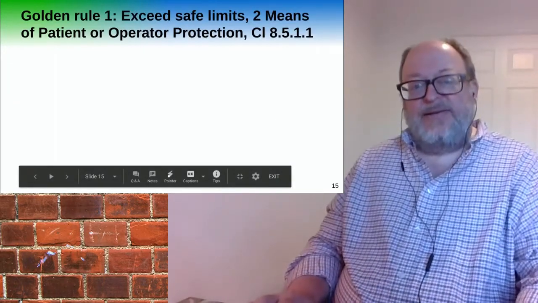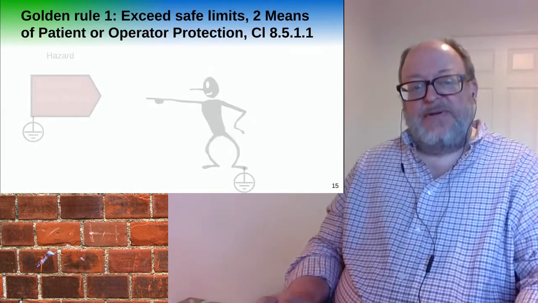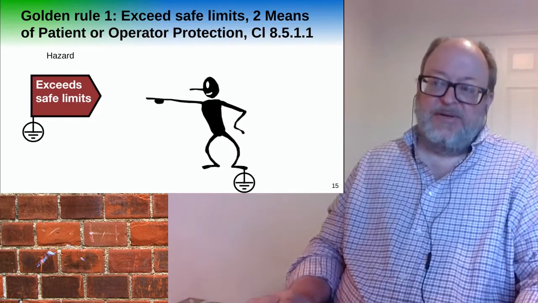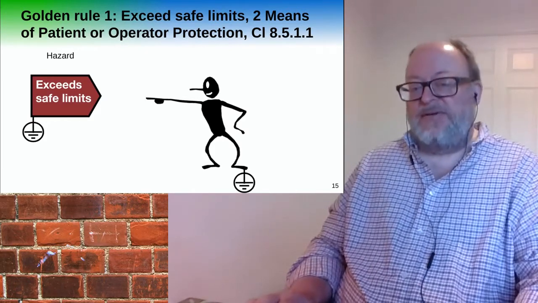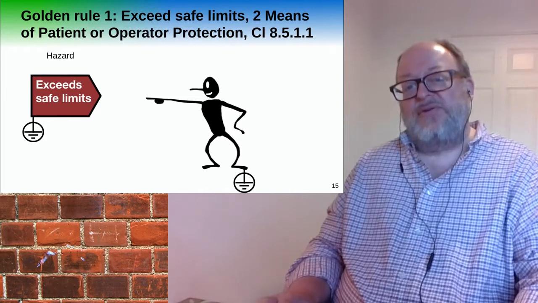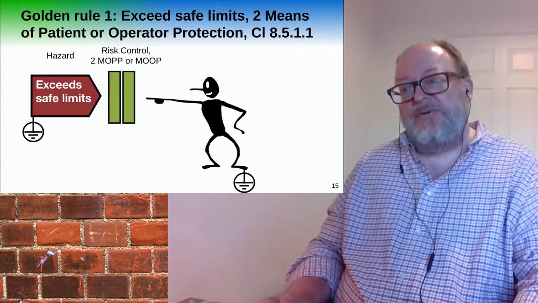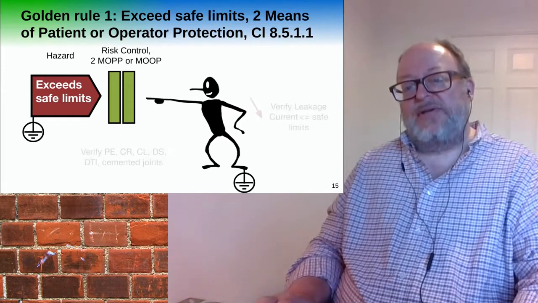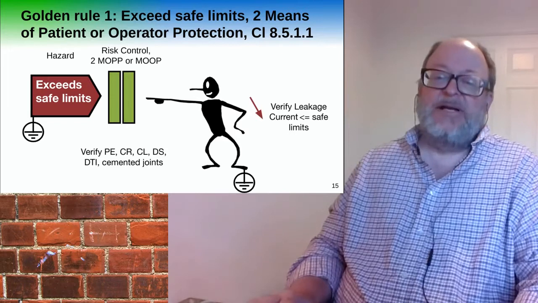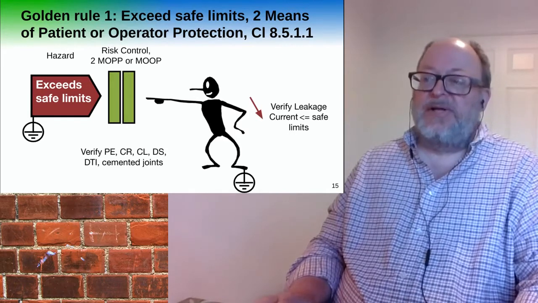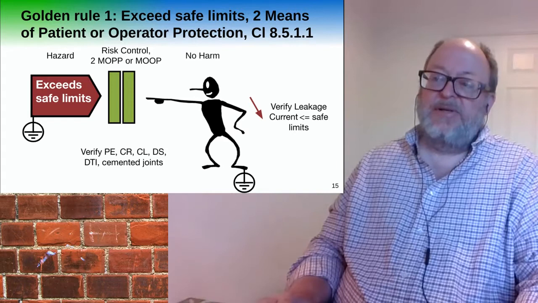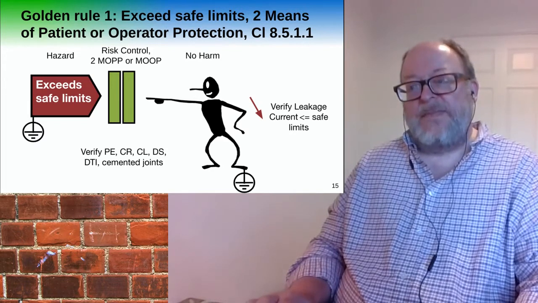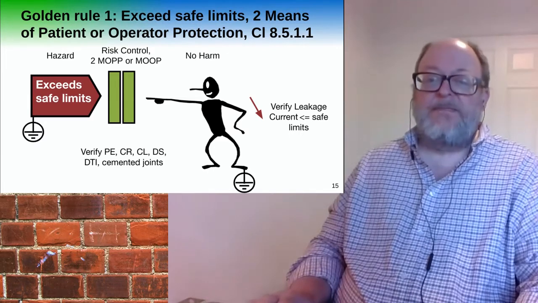All right, so let's take a look at golden rule number 1. We've got the hazard, which is a part that exceeds safe limits, and we've got somebody that we don't want to have touch access. So the risk control would be two MOPP or MOOPs, and we'd need to verify the insulation parameters, check the leakage current for the safe limit. But if we were able to do that, we'd have an acceptably small risk that there'd be harm. So there'd effectively be no harm.